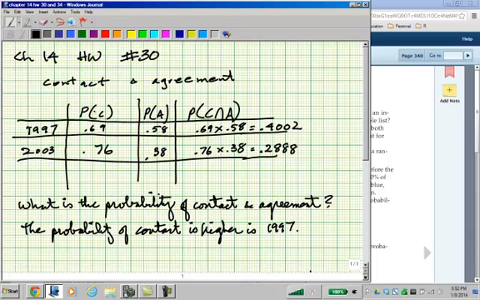We have the probability of contact in 1997, which is 69% or 0.69. Probability of contact, that is getting them on the phone, in 2003 is 0.76. The probability that they agree to be interviewed in 1997 was 0.58. The probability that they agree to be interviewed in 2003 is 0.38.